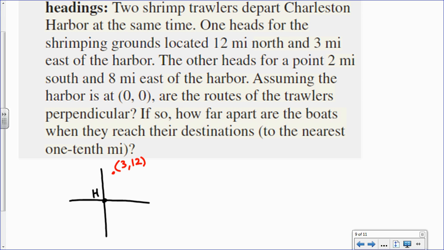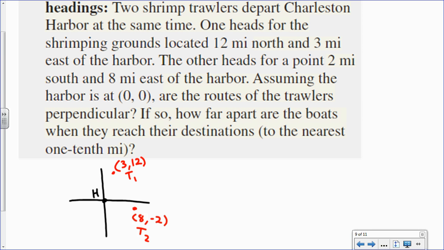Okay? So this is trawler 1. And the second one goes 2 miles south, so that's which way? Down. And 8 miles east, that's right. And so what would that be as an ordered pair? 8, -2. Okay, and that's trawler 2.